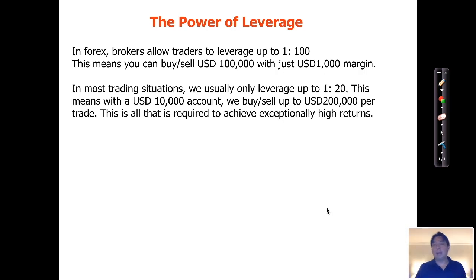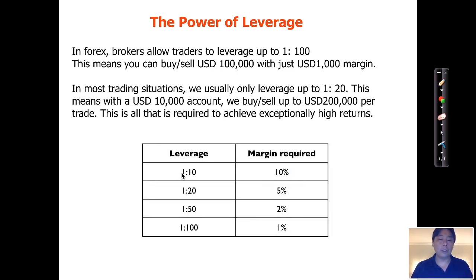Okay, so again, let me just talk a bit more about leverage. In Forex, most brokers will allow traders to leverage 1:100 times. That means you can buy or sell 100,000 US dollars worth of currency with just $1,000 in your account. But in most trading situations, we usually only leverage 1:20. So with a $10,000 account, we usually will buy or sell up to 200,000 worth of the currency at the very most. And that is all that's required to achieve exceptionally high returns consistently.